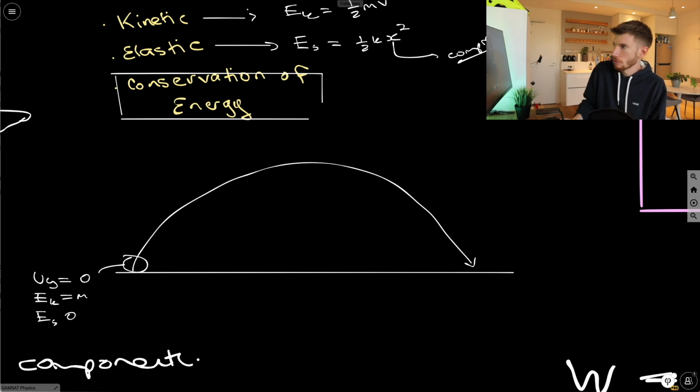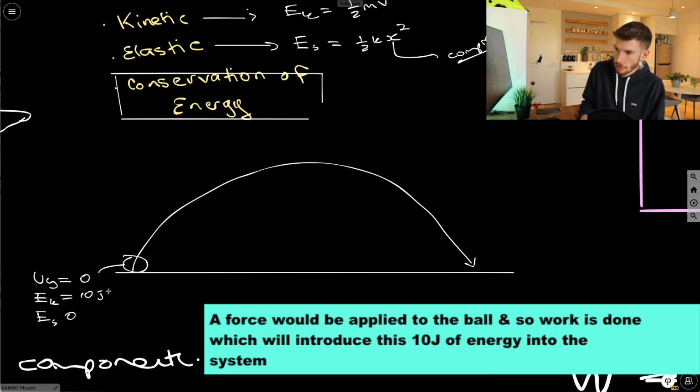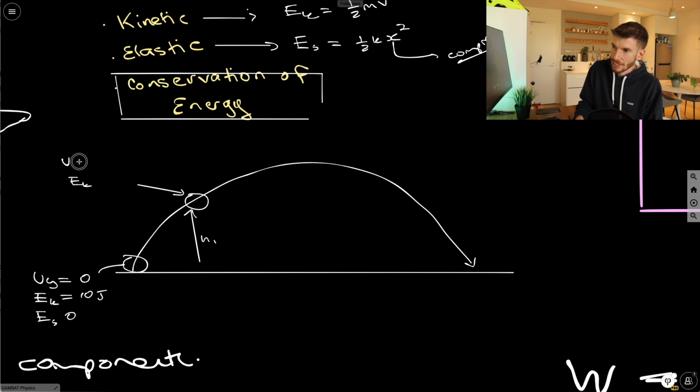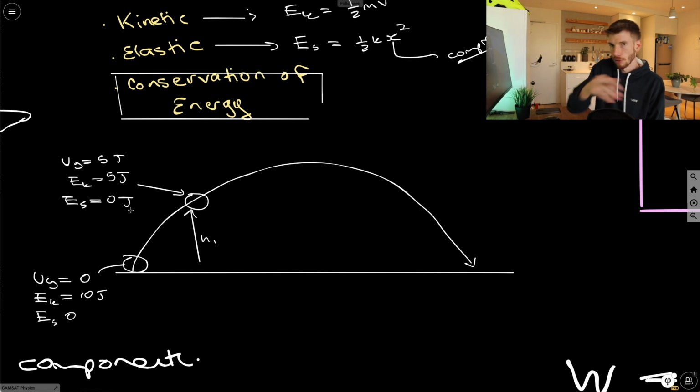Let's do numbers though. Let's say that that is 10 joules to keep the numbers simple. When it's in this position here, it is now moving, so it's got some kinetic energy, but it's also got some height now as well. We'll call that H1. So it's gained some gravitational energy, and let's say that's 5 joules. Where does that come from? It's been converted from kinetic. So this will no longer be 10, this will now be 5 joules. You can see it still adds up to 10, and there's obviously no elastic at this point, so that'll remain 0 throughout.